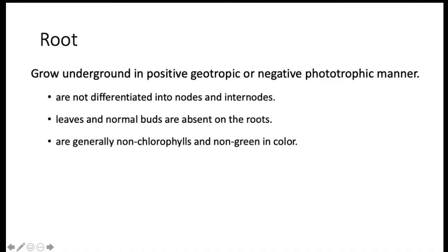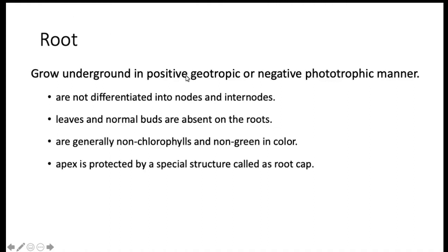Usually, roots are generally non-chlorophyllous and non-green in color. They do not carry any chlorophyll in themselves, and they do not have any green color. They are usually pale whitish in color. And the apex of the root is usually protected by a special structure called the root cap. It is just like the helmet we wear when motorcycling or driving vehicles. This is the protective feature which protects the tender growing part of the root.